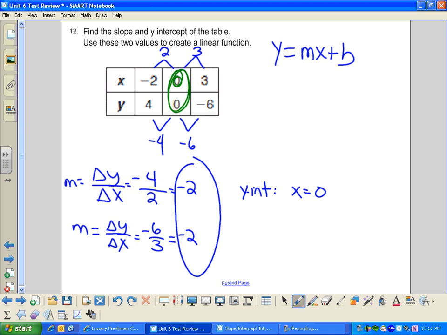So this is my y-intercept. Oh, it happens to be y also. So where x is 0, y is 0. So my y-intercept, b, is 0. So my equation is y equals negative 2x plus 0. So I can just write that as y equals negative 2x.